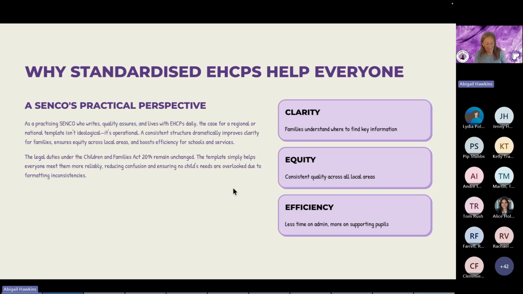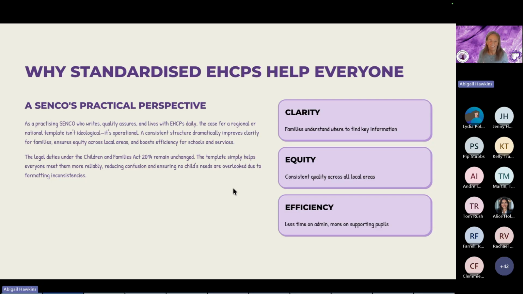I've really liked when Andre was showing you his slide about the benefits of a single template, because he actually used quite a few of the words I've got on these slides here about clarity, and he didn't use the word equity, but he used consistency. He used the word efficiency in there as well, and the administrative burden.